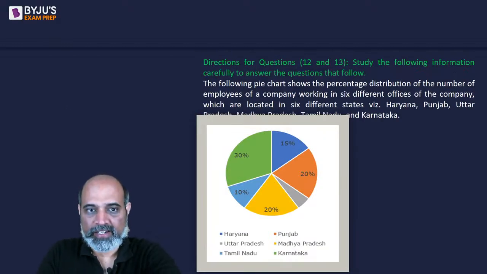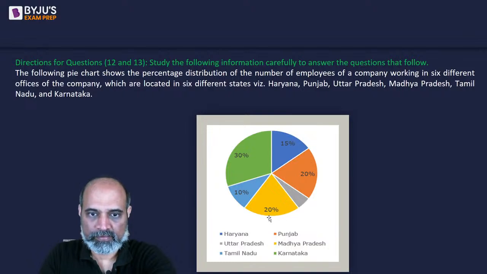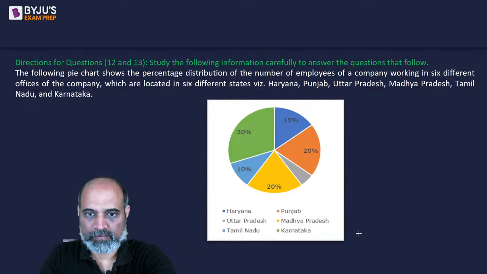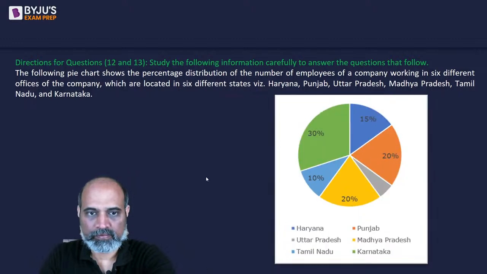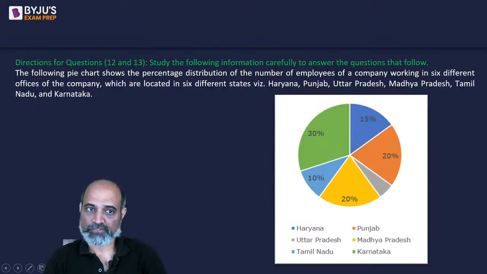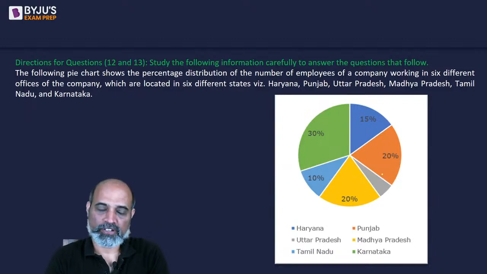Okay, another DI. Nice. So today we have a lot of questions. So the following pie chart shows the percentage distribution of the number of employees of a company working in 6 different offices of a company, which are located in 6 different states: Haryana, Punjab, Uttar Pradesh, Madhya Pradesh, Tamil Nadu, and Karnataka. So the legend says that the gray one is UP, right?